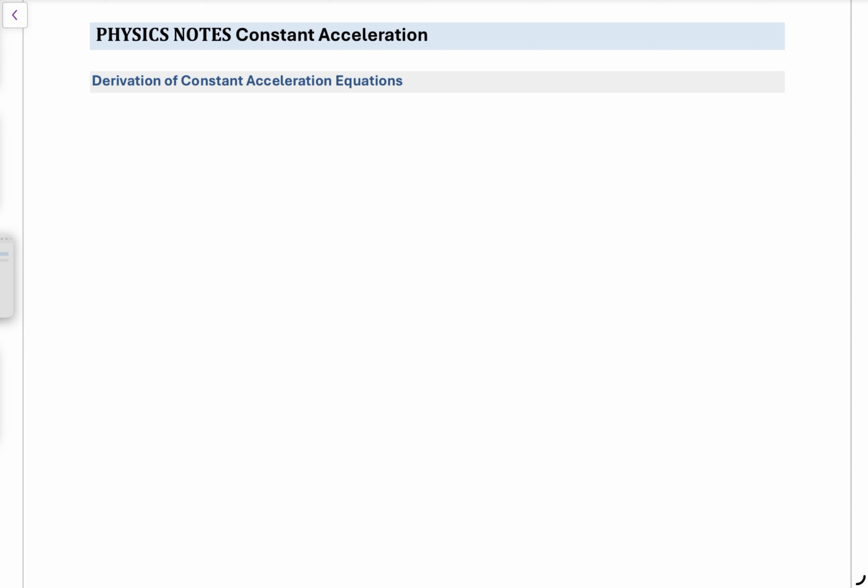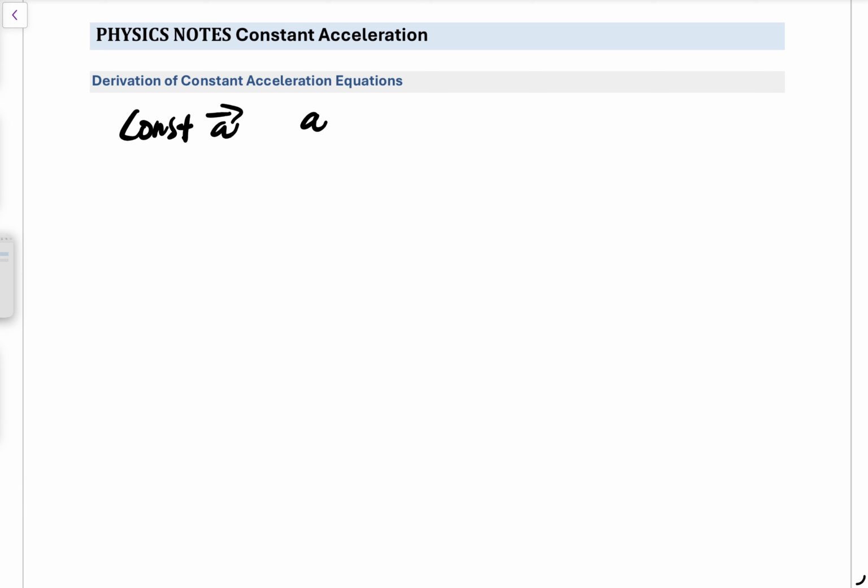So in constant acceleration, I'm just going to write here: constant acceleration is a vector. In here, we're going to be focused on one directional motion. So I am going to use just the variable a. I don't need to distinguish between a average or a instantaneous because our acceleration is constant. So I'm just going to use a as my variable.